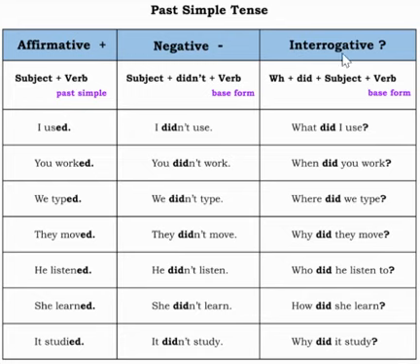So again, for interrogative or a question, we use the WH word followed by did, then the subject, then the base form of the verb. What did I use? For the negative sentence, we use the subject followed by didn't, followed by the base form of the verb. I didn't use. And for the positive sentence or the affirmative, we use the subject and the verb in the past simple with the ed. I used.